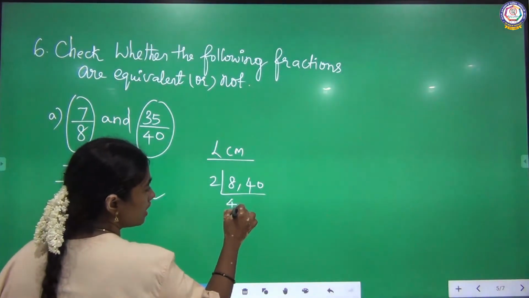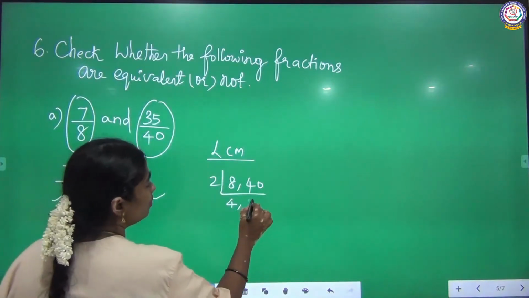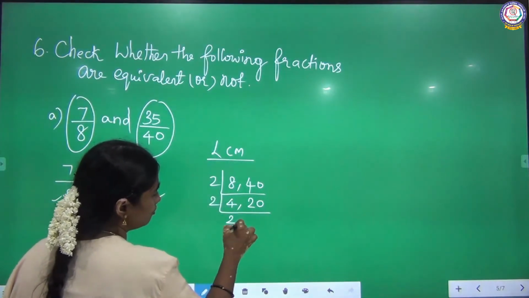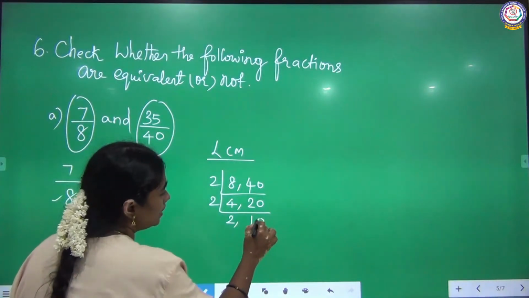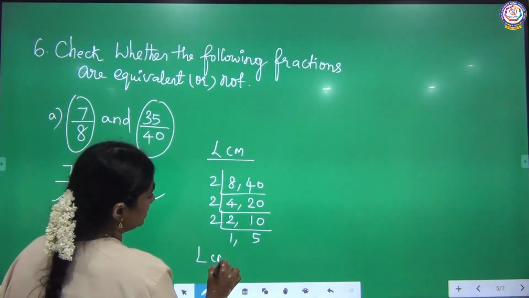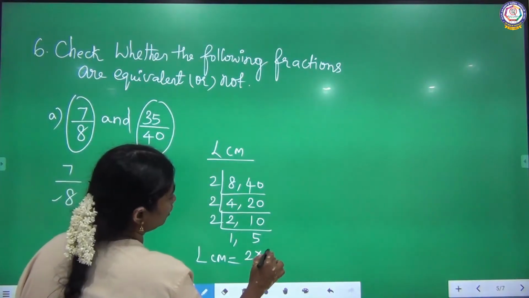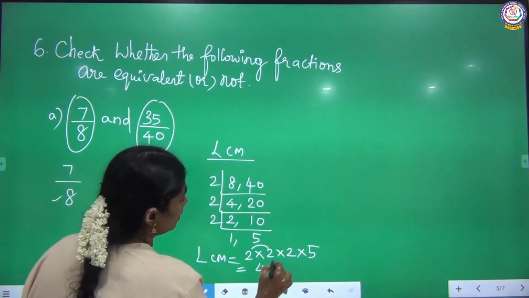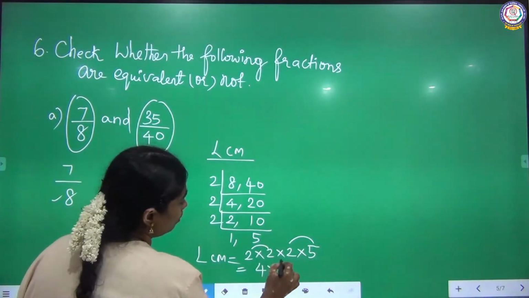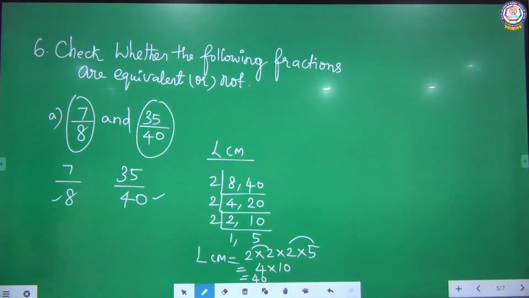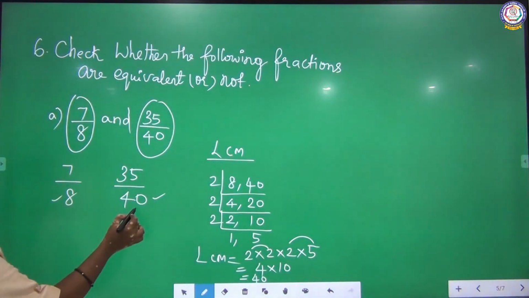So, 2 4s are 8. 2 20s are 40. Next, 2 2s are 4. 2 10s are 20. Next, 2 1s are 2, 5s are 5. So, my LCM is what? 2 into 2 into 2 into 5. See, listen, 2 2s are 4, 5 2s are 10. So, what is my LCM here? 40. Here the LCM is 40, but here what is there?